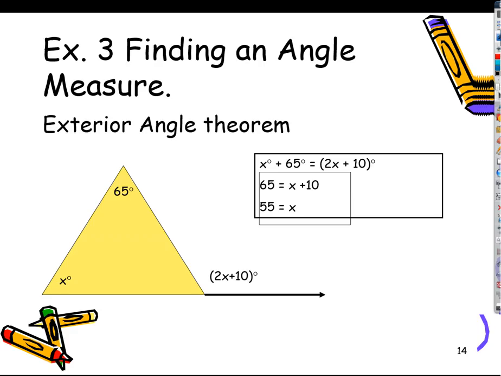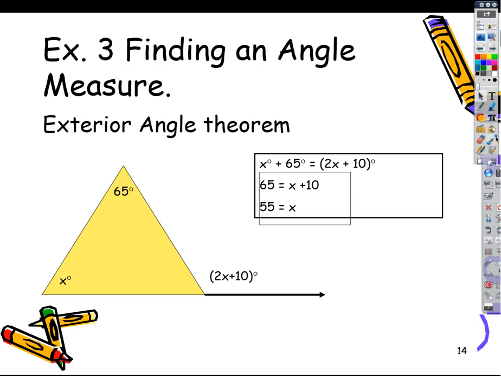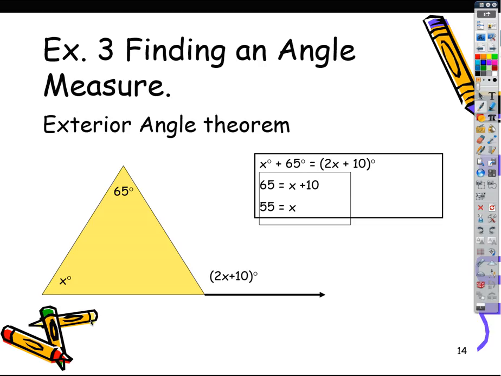Could you tell me? What do you think? We know x is 55, right? So this one is 55 degrees. So how could I find out? Okay, good. So add those two together, 55 and 65, and get 120. So how much is left over for this angle? 60, yeah. Because they add up to 180, don't they? All the interior angles add up to 180. So that's got to be 60, doesn't it?